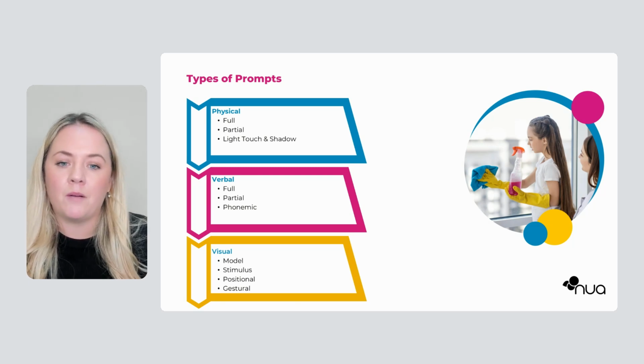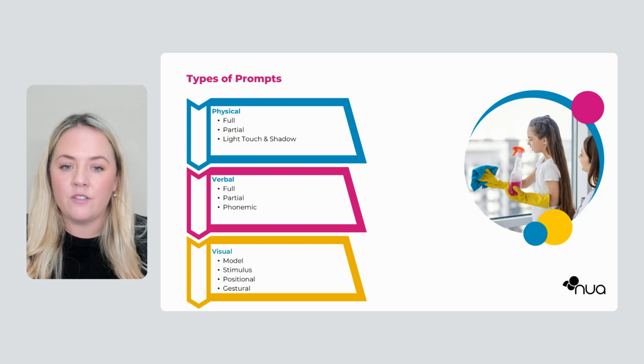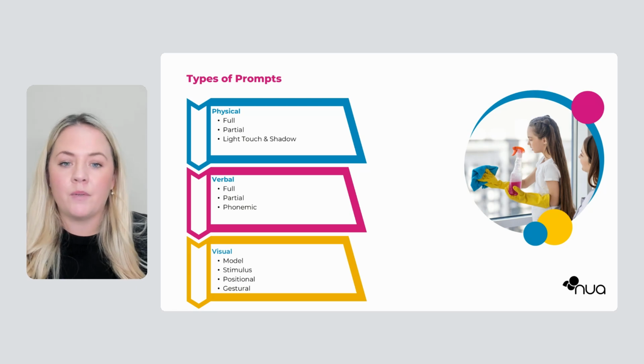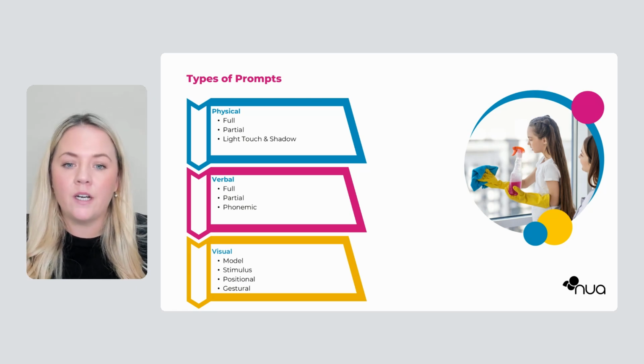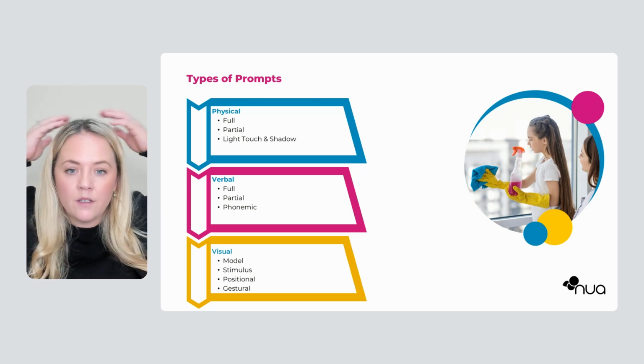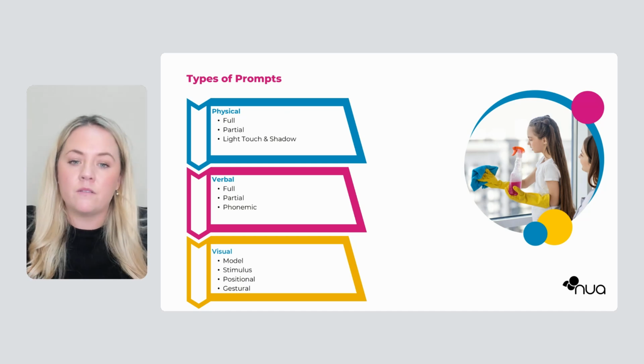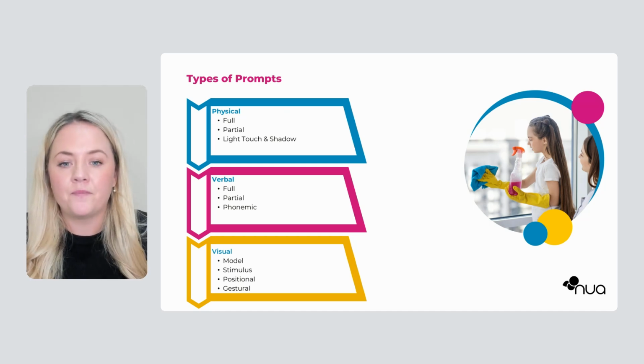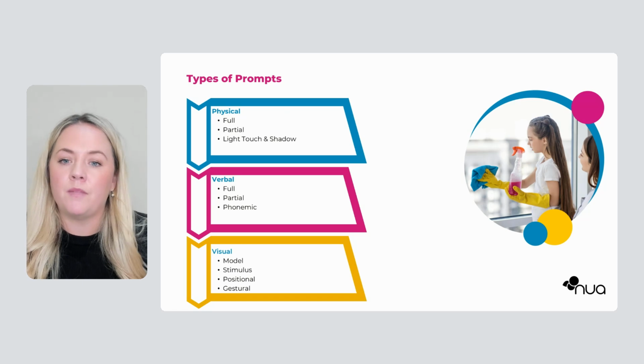And then with our visual prompts, we have a number of different types of visual prompts as well. So we have modeling, which is where we show somebody how to engage in the behavior. So we show somebody exactly what they're supposed to do. So, for example, if we're trying to teach somebody how to wash their hair, then we're modeling that sequence for them. So we're showing them you put your hands here and you might move the shampoo around and then fade that out over time.